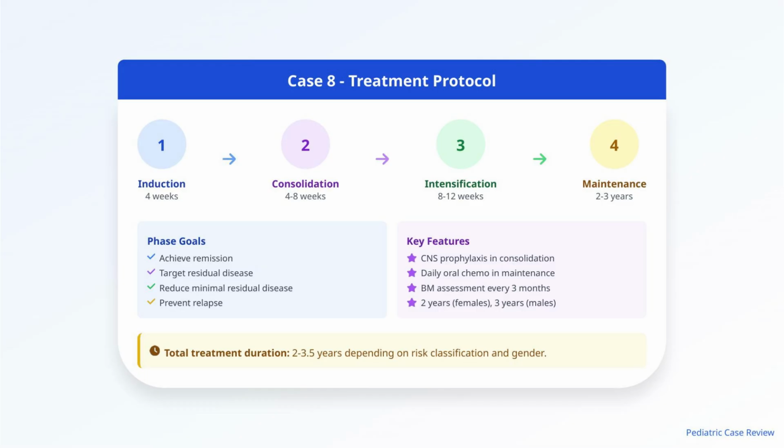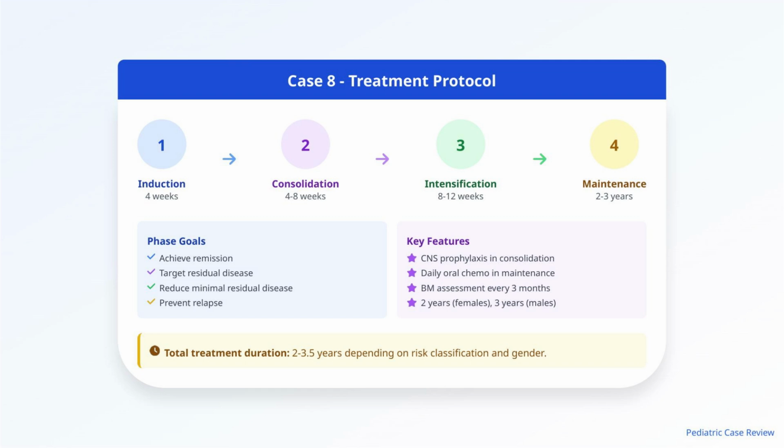First is induction, lasting about 4 weeks, which aims to achieve remission. This is followed by consolidation, which targets any residual disease and includes central nervous system prophylaxis to prevent leukemia from spreading to or recurring in the brain and spinal fluid. Next comes intensification, designed to further reduce any minimal residual disease that might persist.